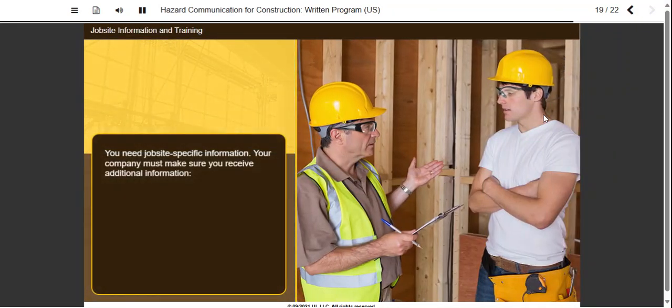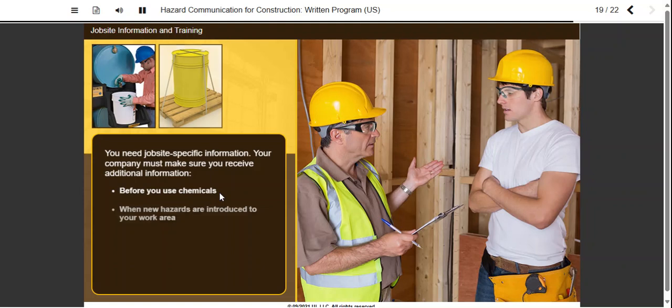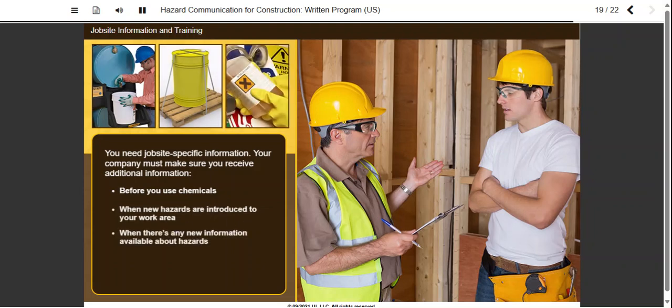After completing this course, you will need job site-specific information. Your company is responsible for making sure you receive additional information before using chemicals for the first time, when new hazards are introduced to your work area, and when there is any new information available about hazards for which you've already been trained.